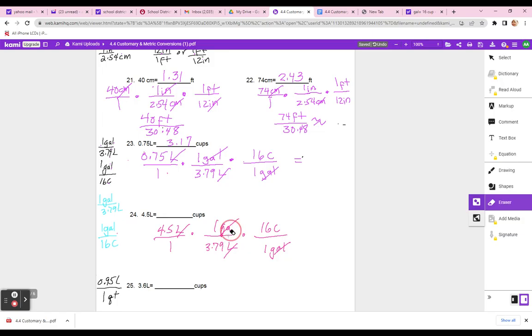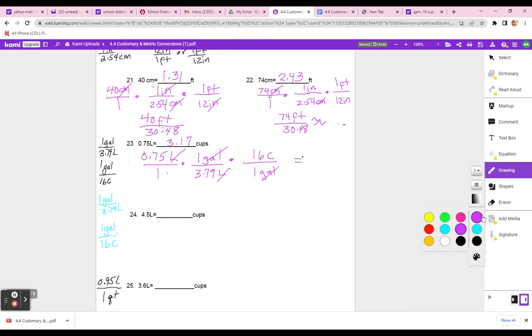All right, last one. Looks like I've already done it. Let's erase it and start from the beginning. All right, 4.5 liters over 1. Let's convert liters to gallons. I want liters to appear on opposite sides, so I'm going to use this conversion factor. So the liters will cancel, giving me an answer in gallons.